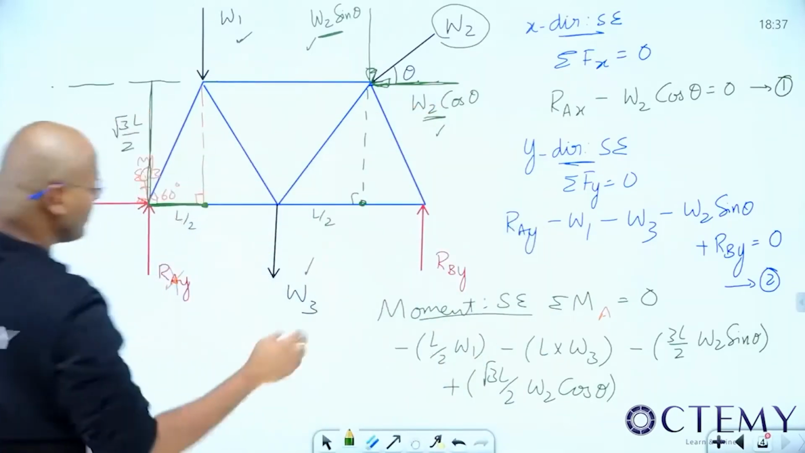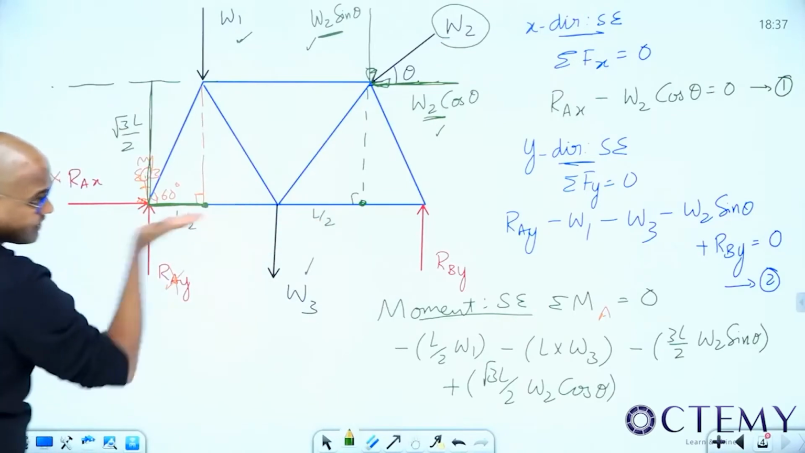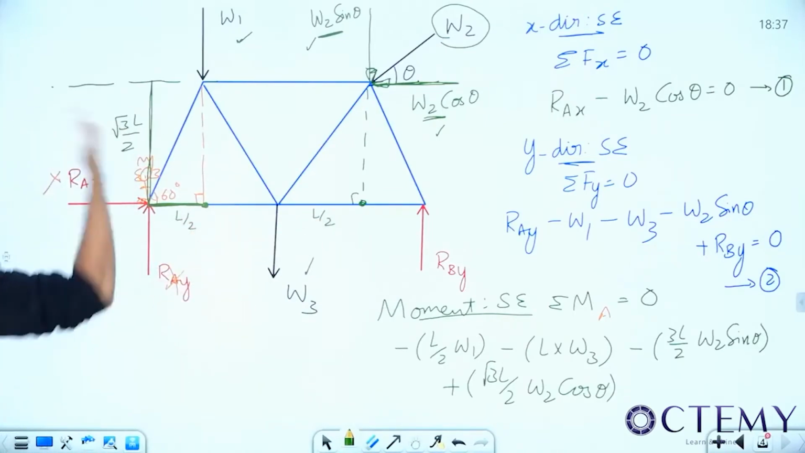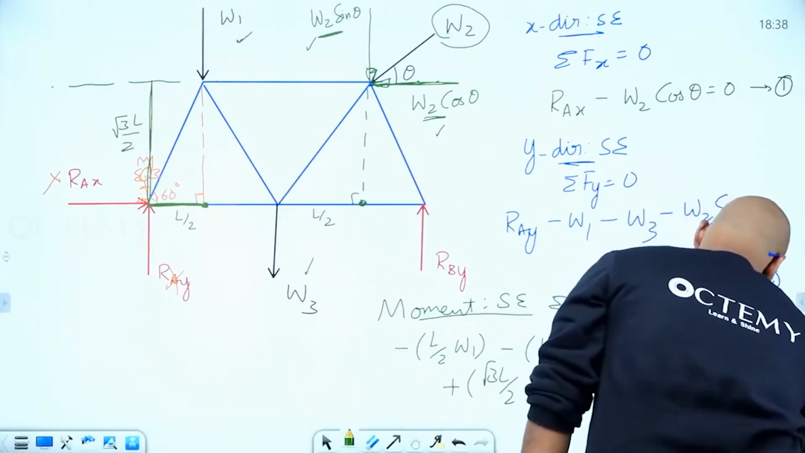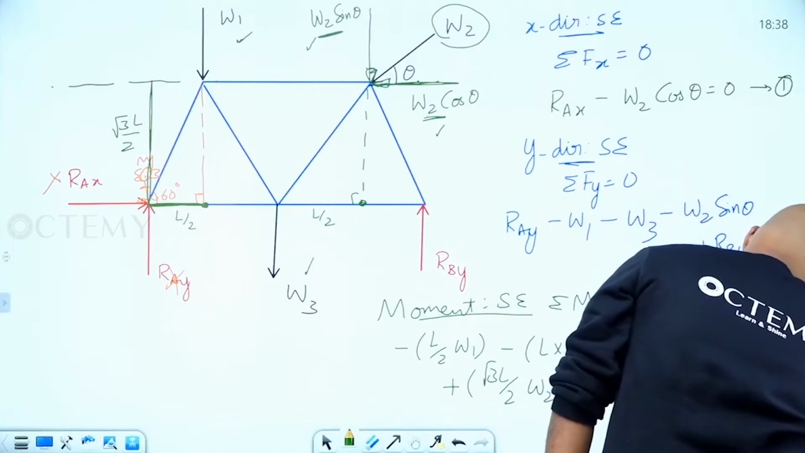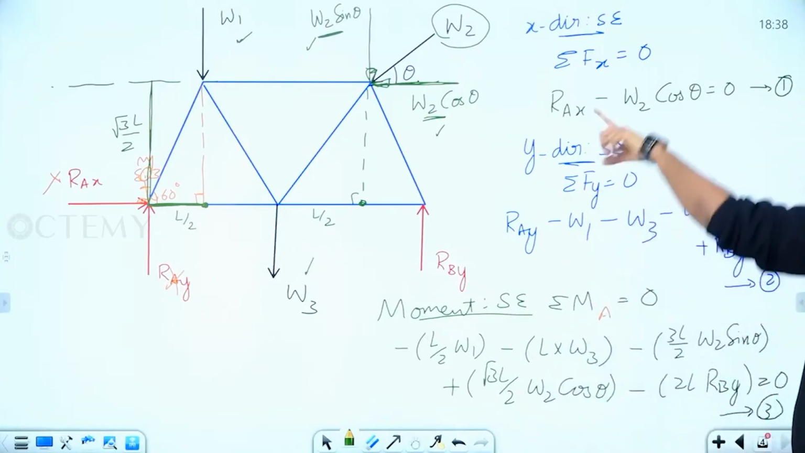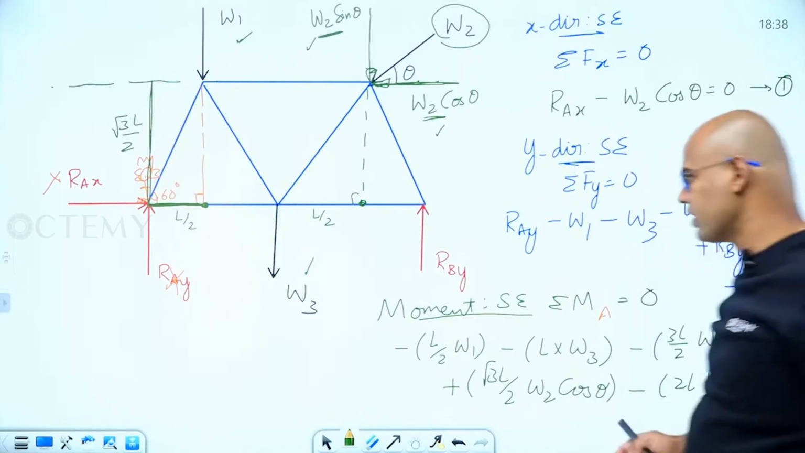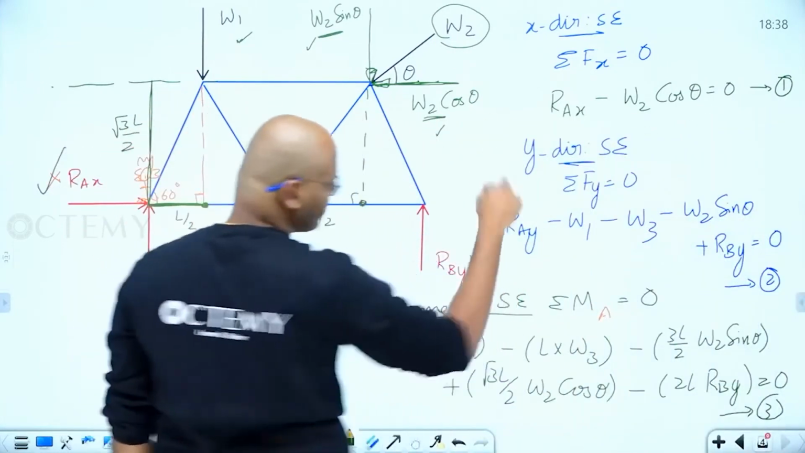Next, the last one, RBY. It's at a distance of 2L. This is the position vector. How is it rotating? Clockwise. According to us, clockwise is minus 2L into RBY. From the third equation, I can get RBY. From RBY, if I substitute, I can get RAY, and here I will get RAX. I can get all three support reactions, RAX, RAY, and RBY, from the three equations.